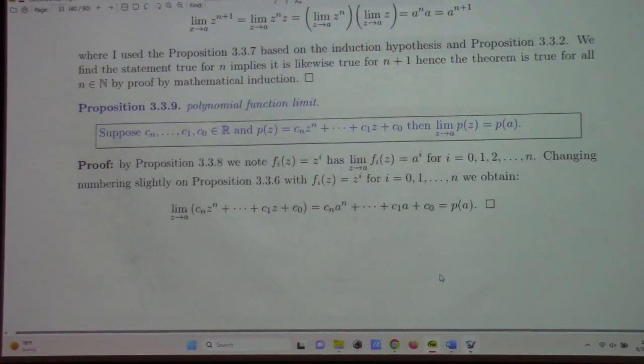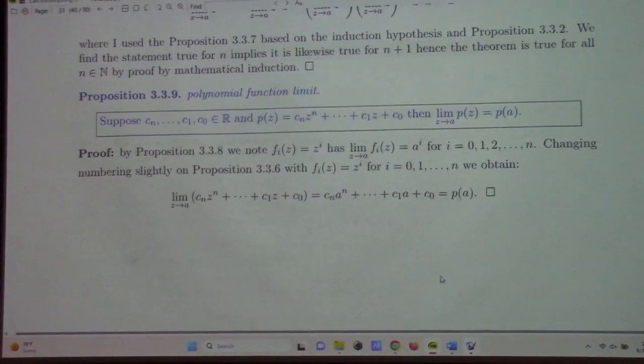And then if you've got that, you can get the limit as z goes to a of a polynomial is just p of a, right? Because you can just apply the previous thing I said, pull the constants out and break across a finite sum, and voila, you can just plug in a into a polynomial if you've got a limit of a polynomial.